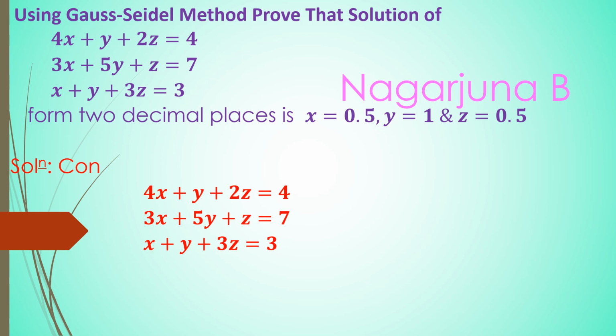Next consider the third equation x plus y plus 3z. Now the diagonal element is 3z and that coefficient is 3, and the non-diagonal elements are 1x plus 1y. Since it is x plus y, that means 1x plus 1y. So 3 is greater than 1 plus 1. So 1 plus 1 is 2, 3 is greater than 2. Therefore, whatever system of equations has been given, that system of equations can be solved by using the Gauss-Seidel method, and consider this system of equations as 1.